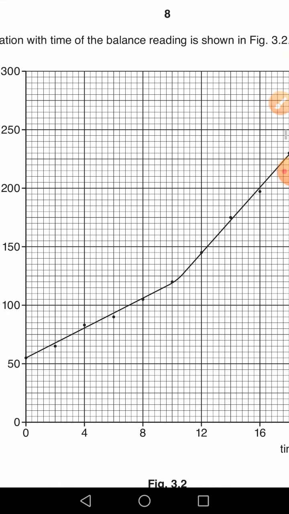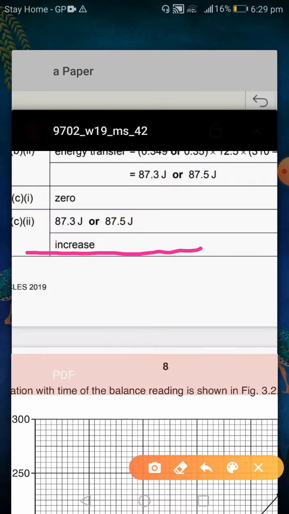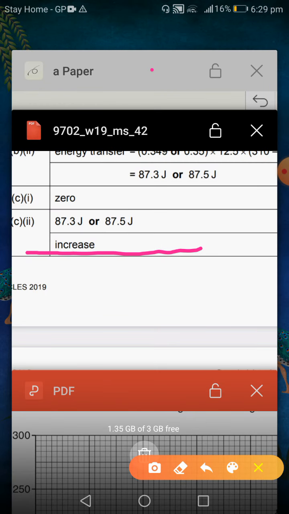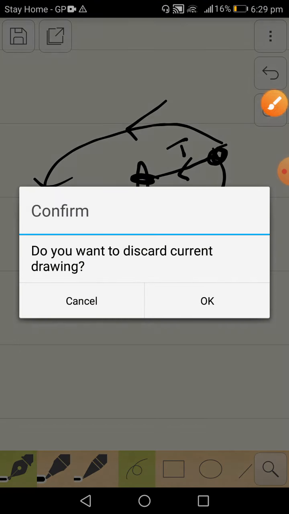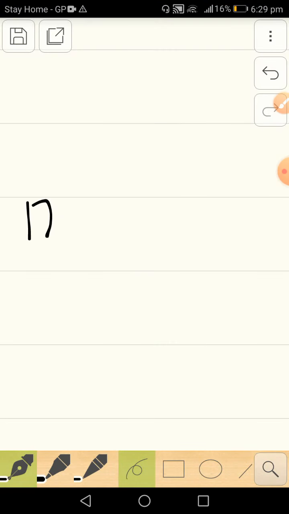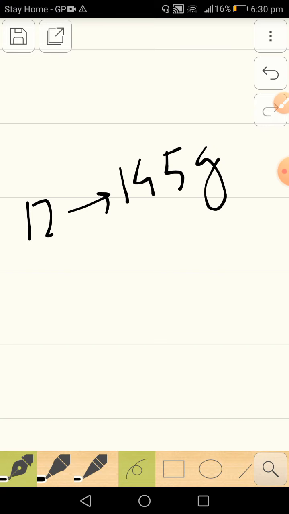So let's see. In the 12th minute, our reading was about 145 grams in the beaker.